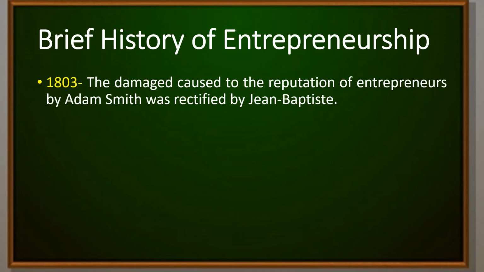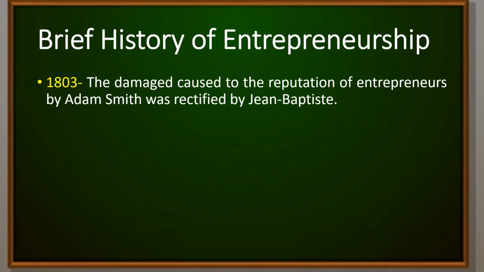1803. The damage caused to the reputation of entrepreneurs by Adam Smith was rectified by John Baptiste, who published his theory on entrepreneurs in 1803. This work included and elaborated on the famous phrase, "Supply creates its own demand," as John Baptiste talked about the importance of entrepreneurs for the economy.